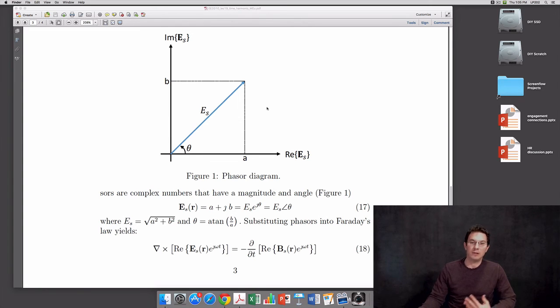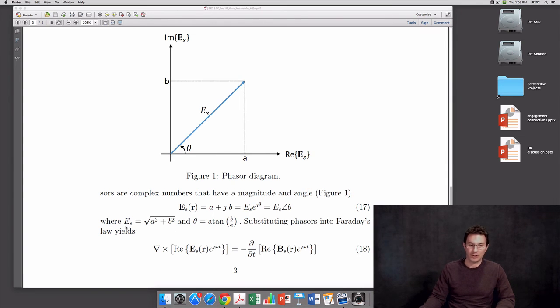Phasors can always be depicted on a two-dimensional plane, where this blue arrow is the phasor. The length of the arrow is the magnitude, E sub s, the magnitude of the phasor. The projection of the vector along the x-axis is the real part A. The projection along the y-axis is the imaginary part B. And the angle that the blue arrow makes with respect to the x-axis is the angle theta. You can also write it in magnitude and angle form like this, the magnitude at an angle of theta in radians or degrees, either way.